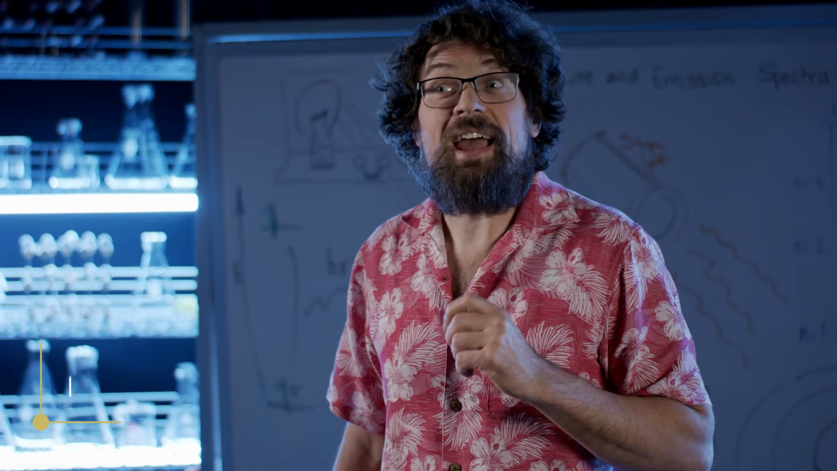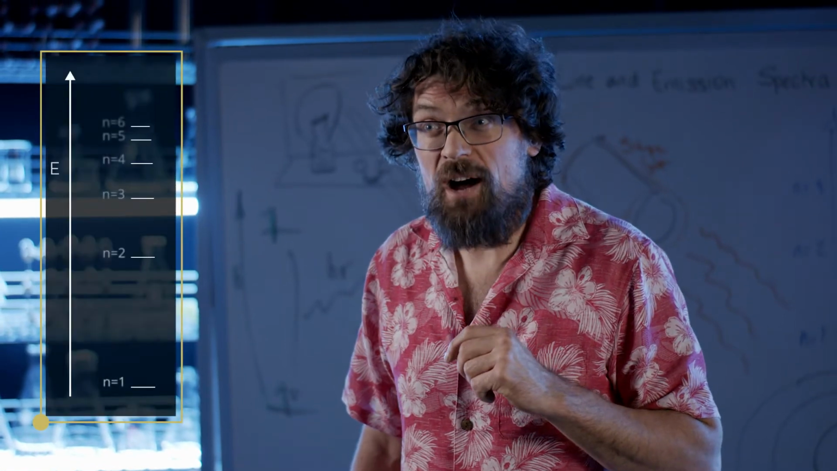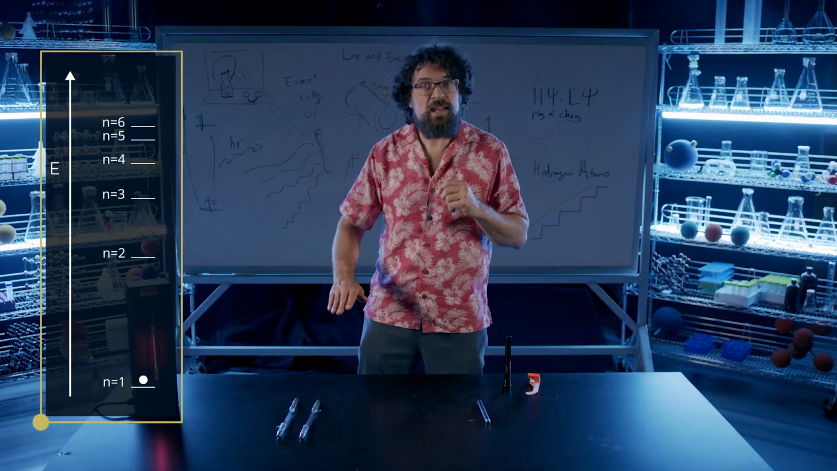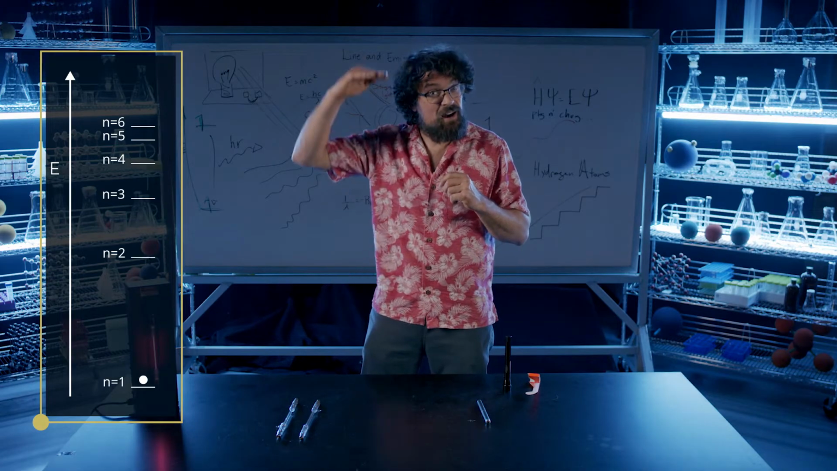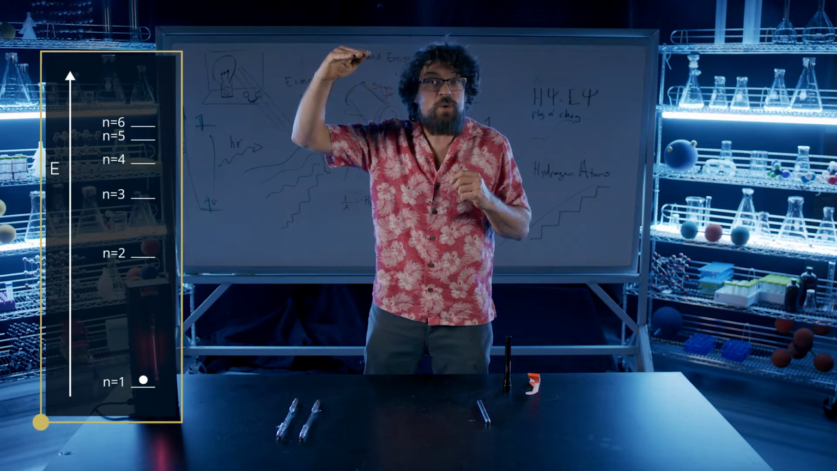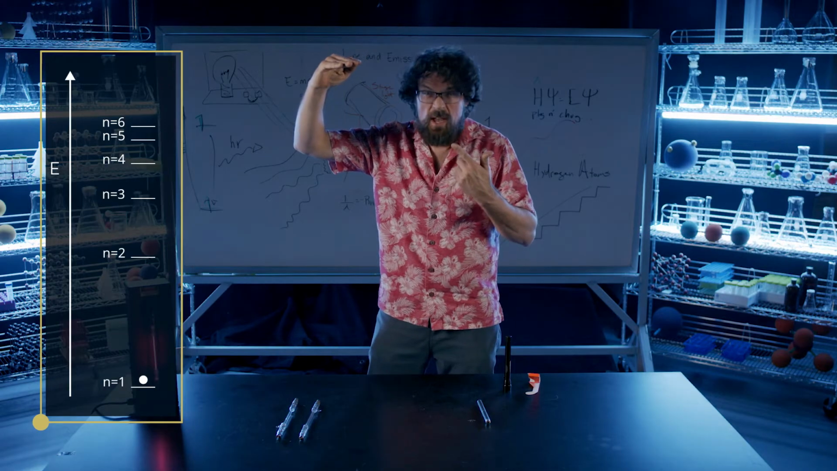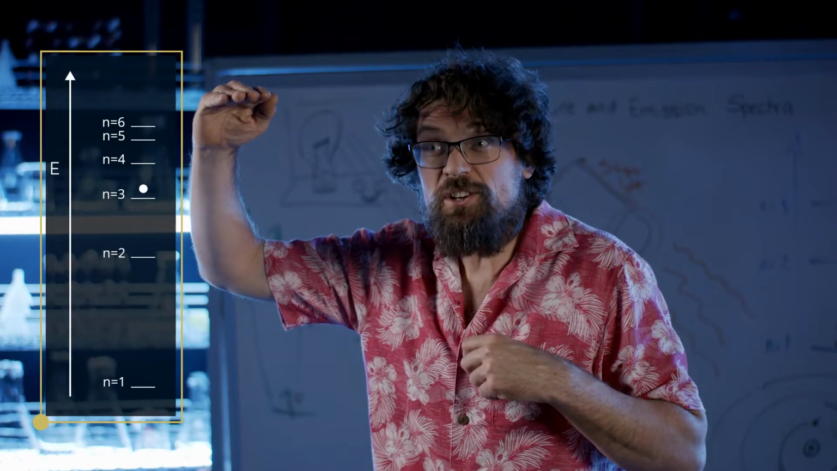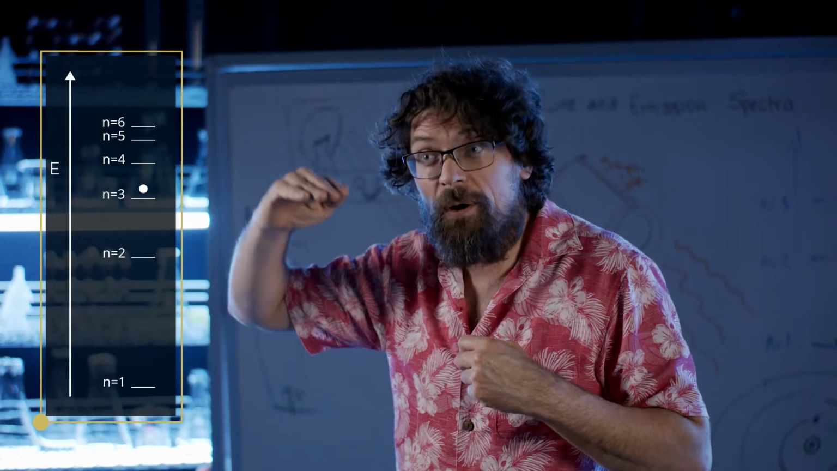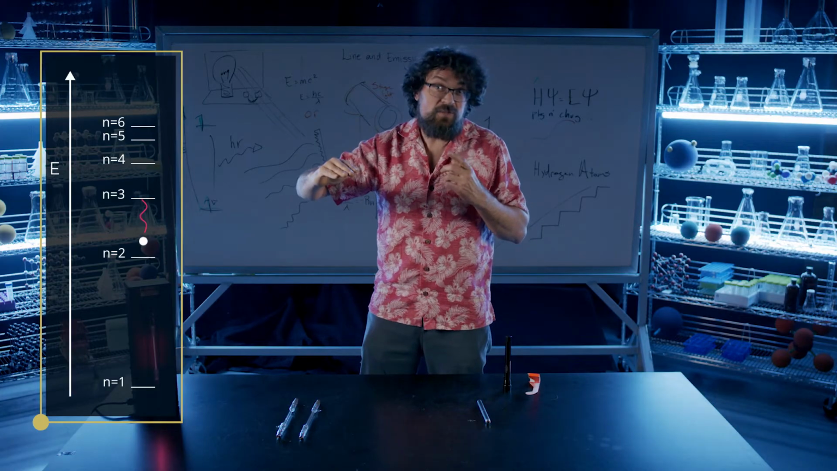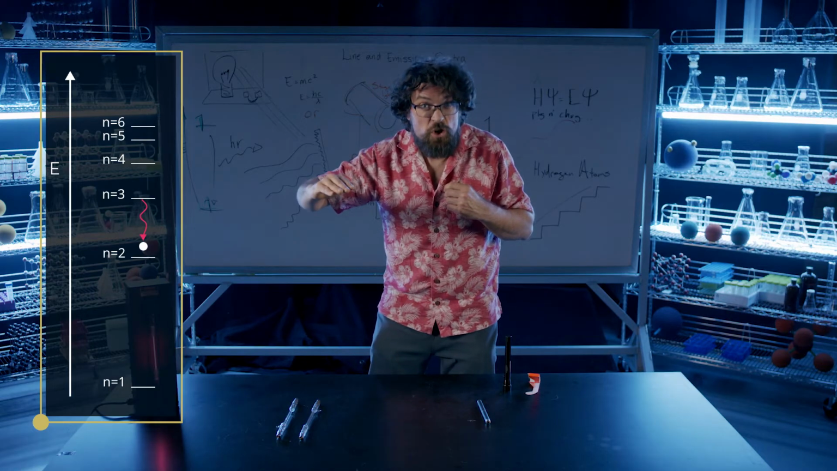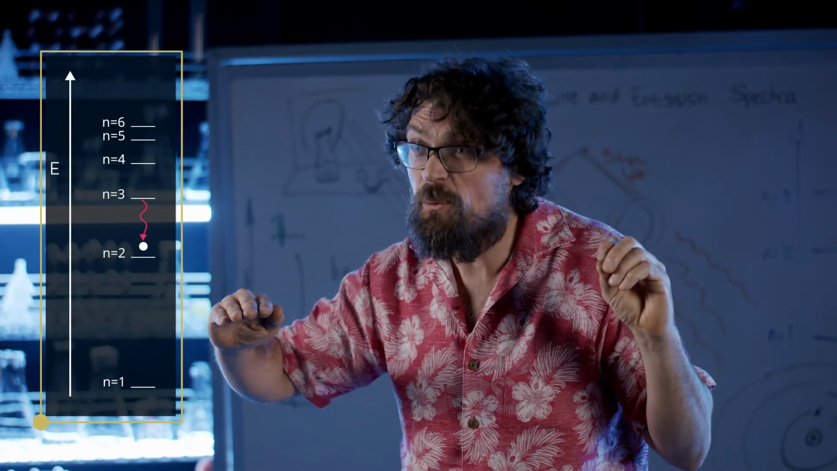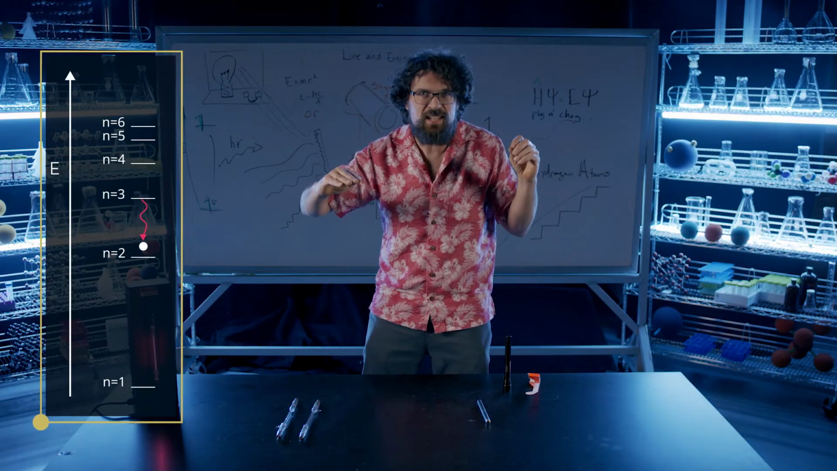The electron in a hydrogen atom starts off in the lowest energy level, N equals 1. It can absorb the right amount of energy to be promoted to a higher energy level, for example, N equals 3. The excited electron then transitions to a lower energy level. In this case, from N equals 3 to N equals 2, giving off a red photon with a specific energy and wavelength of 656 nanometers.